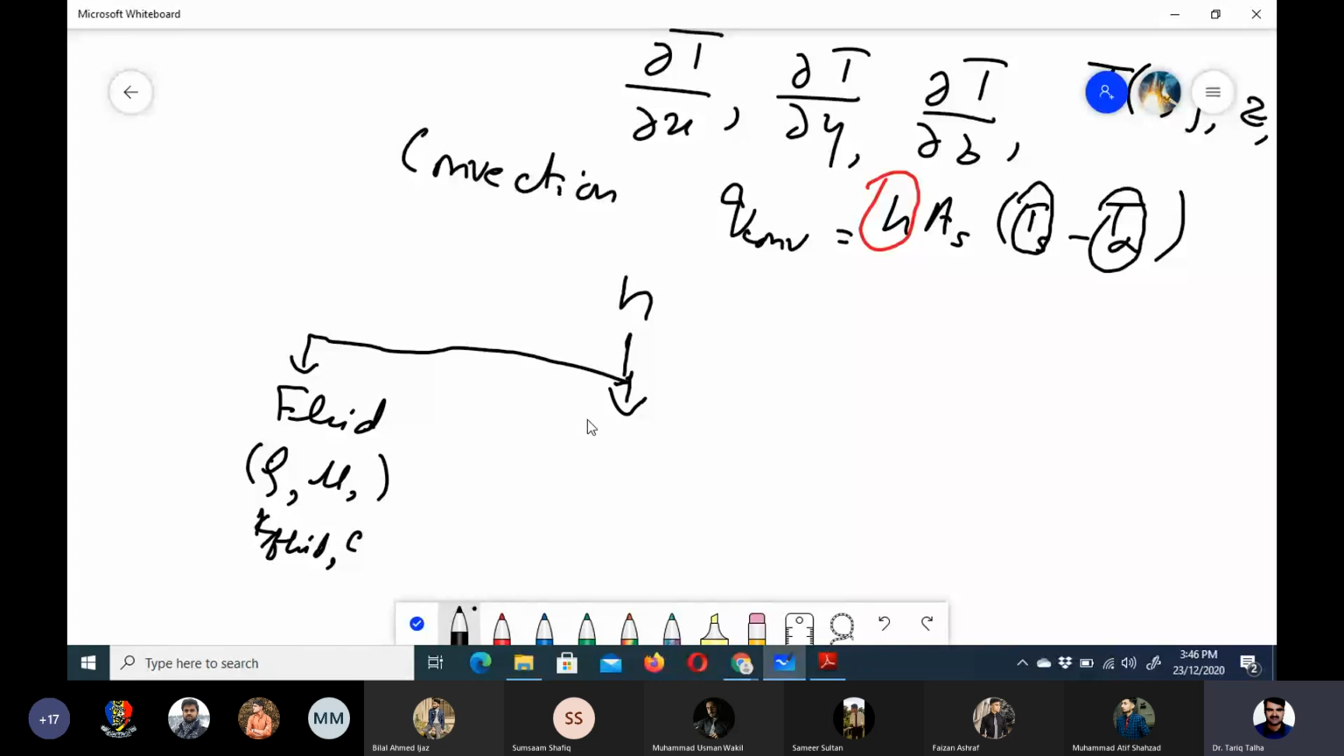Then it also depends upon the flow. It is a fluid property as well as a flow property. Flow property means what is the velocity of that flow. If the velocity of flow is more, you can easily see.